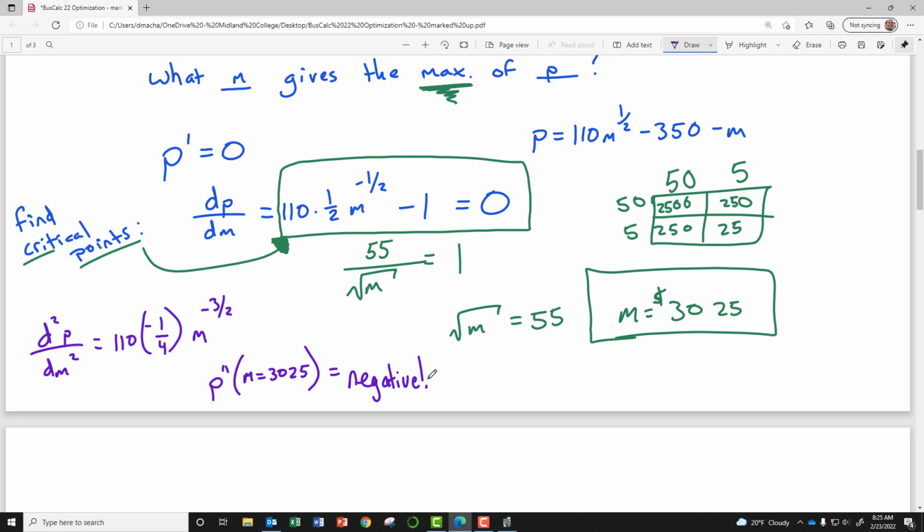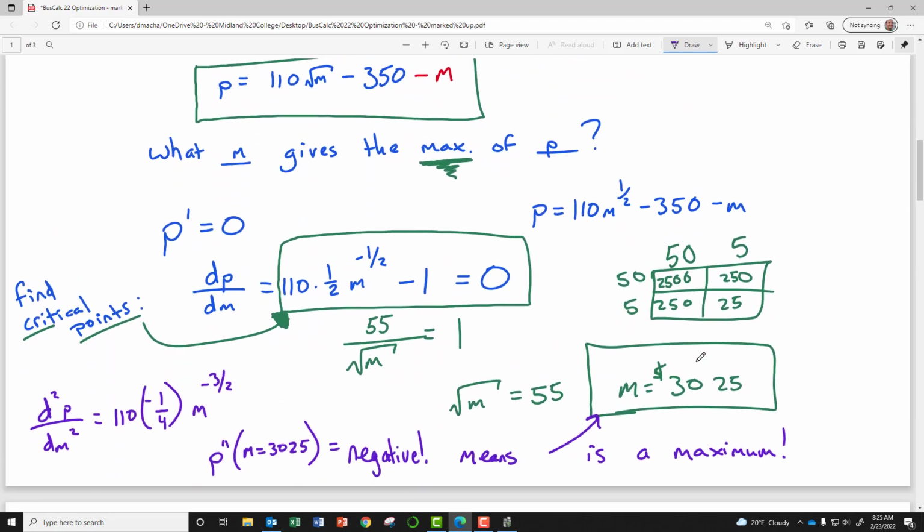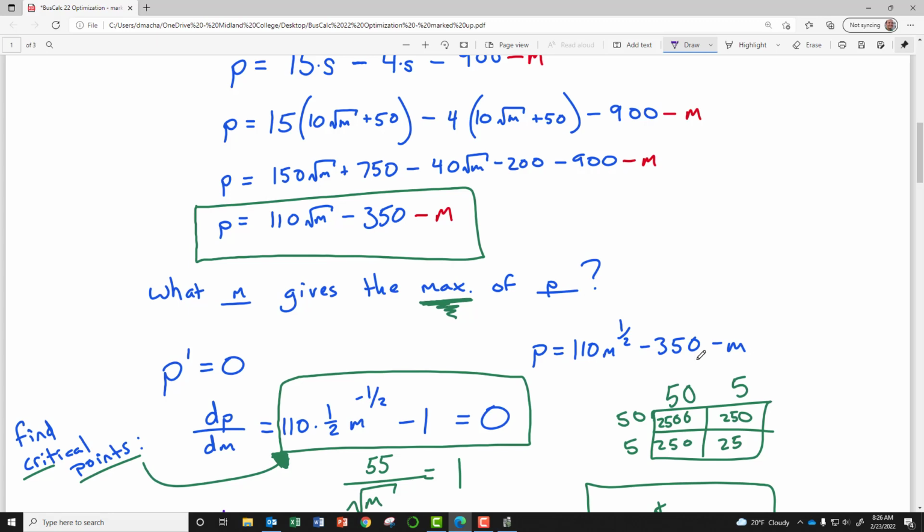So since it's negative, we're concave down, and that means this is a maximum. And that's exactly what we want. So that's the amount of advertising dollars that gives us the maximum value. And what is the value for profit when I spend exactly $3025? Well, we go back to our profit equation and we just evaluate P at the M value, 3025. And let's see what we get.